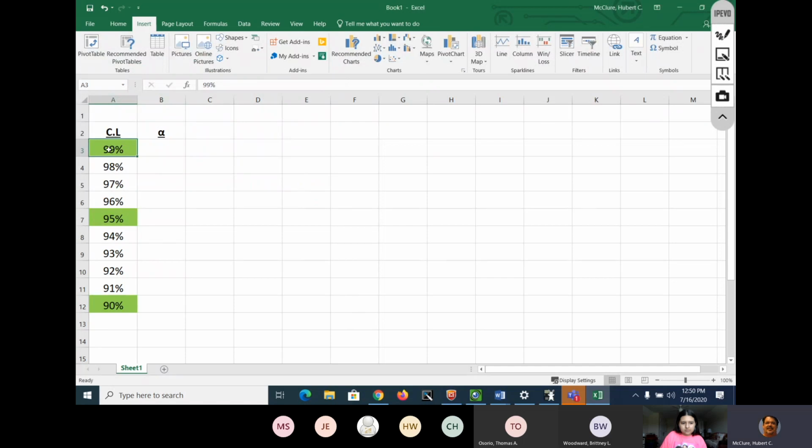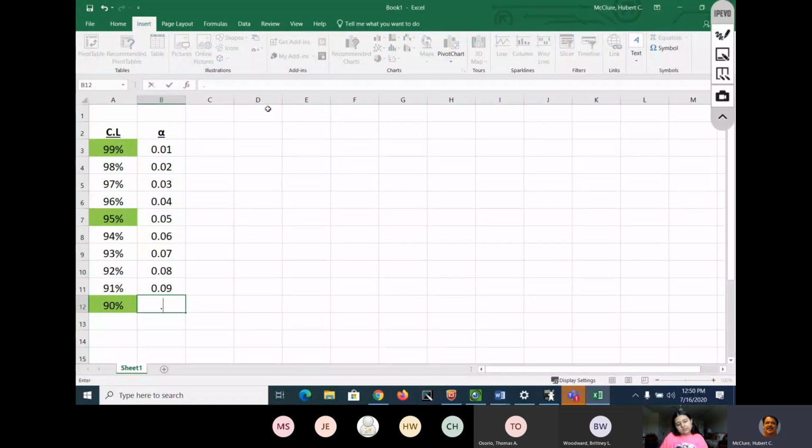We're gonna take this off. We don't need to do percentages. Well, okay, we're gonna do percentages for alpha. So that's going to be 0.01, 0.02, 0.03, 0.04, 0.05, 0.06, 0.07, 0.08, 0.09, and 0.10. Everybody with me?